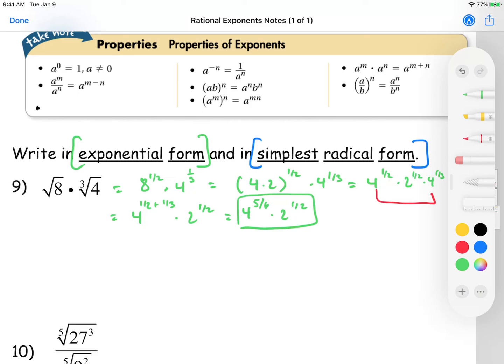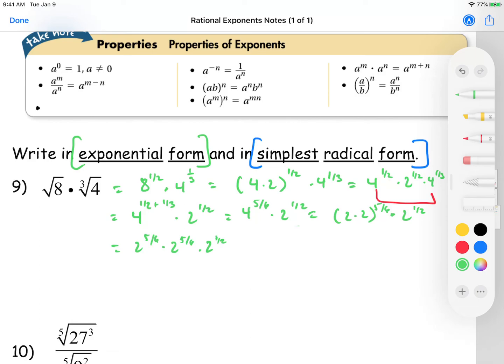Okay? Oh, wait, I'm sorry. There's more. Again, just like we did before, we did 4 times 2. Now we're going to take this one and go, okay, well, that's 2 times 2 to the 5/6 times 2 to the 1/2. Right? Which can equal 2 to the 5/6 times 2 to the 5/6 times 2 to the 1/2.